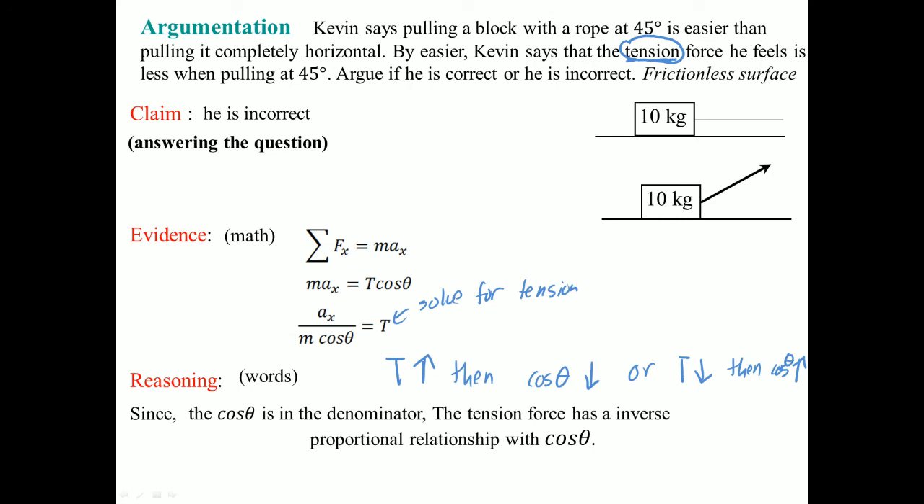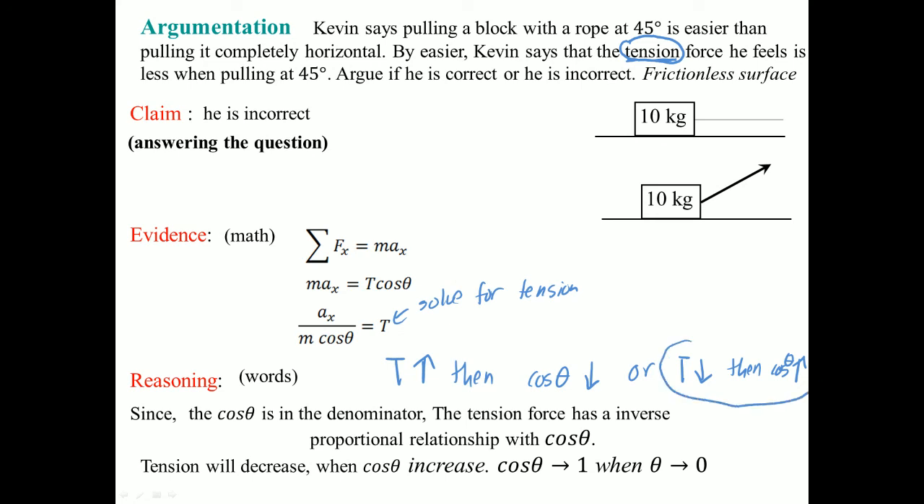So here I would say, tension will decrease as cosine theta increases, because they have an inverse relationship. Cosine will increase when cosine theta approaches 1, and that only happens when theta approaches 0 degrees. Okay? There you go. Those are all your solutions.